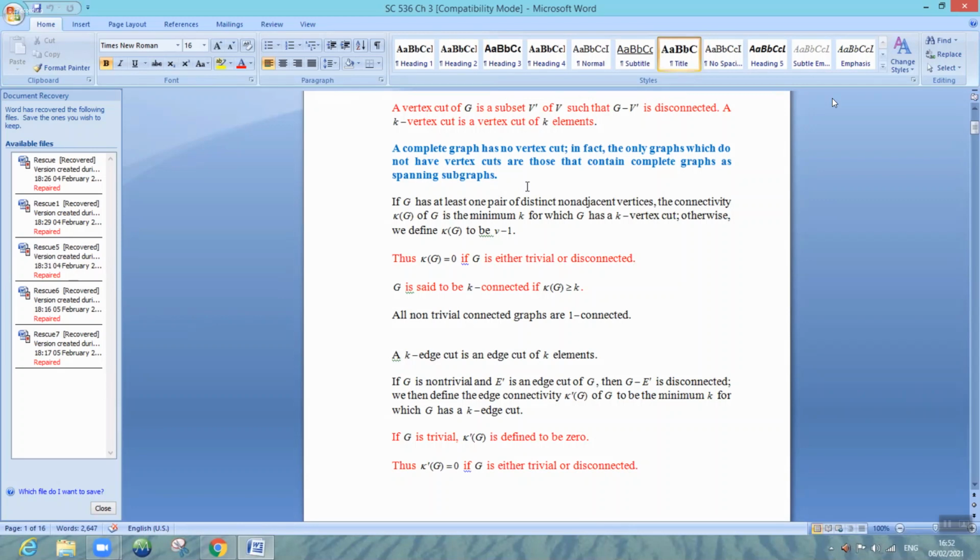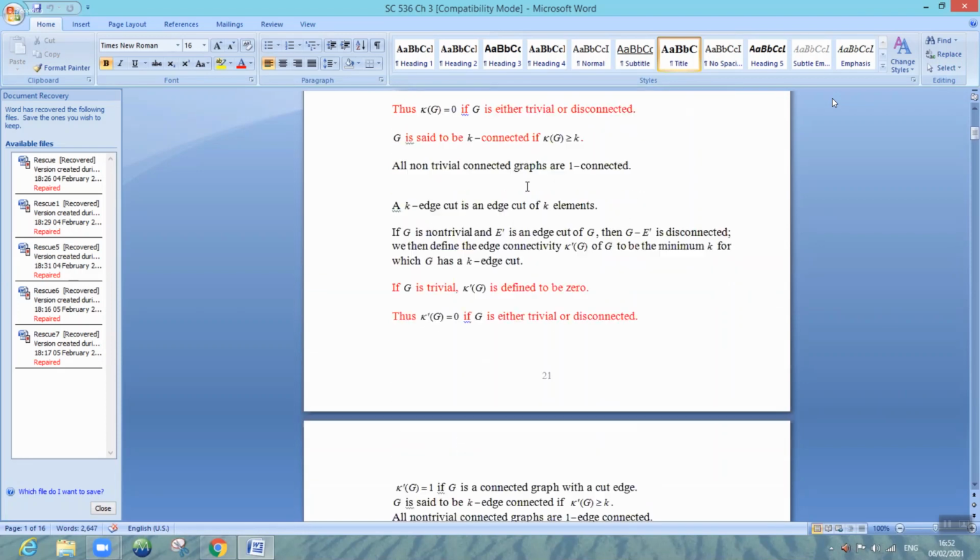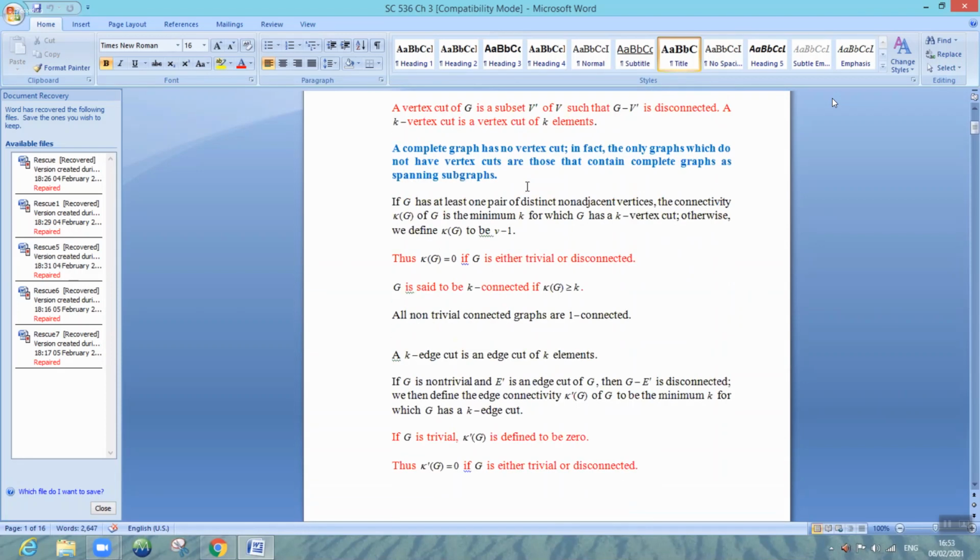So do you understand? This is not easy. You have to understand what I told you at the beginning. The vertex cut contains the minimum number of vertices you have to remove in order to disconnect, once you cut, into two or more parts. So the complete graph has no cut vertices. If a given graph has a complete graph as a spanning subgraph, then that graph also has no cut vertices.